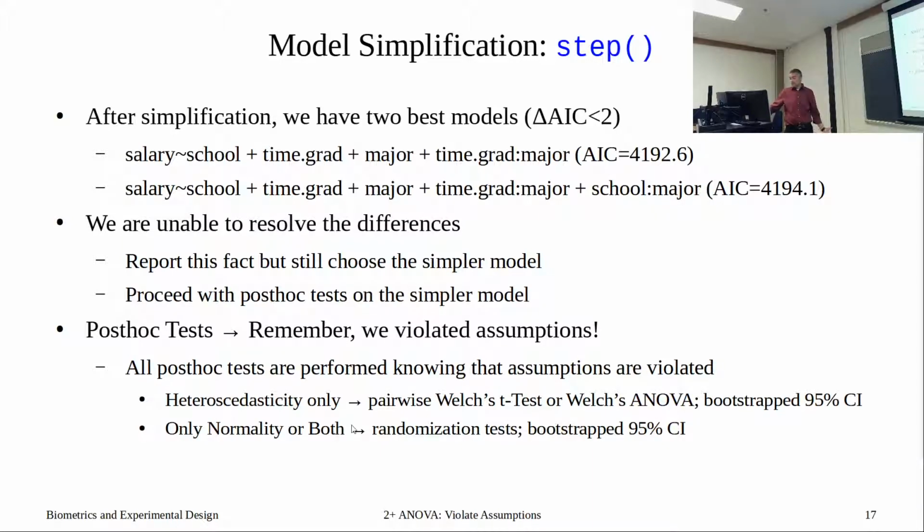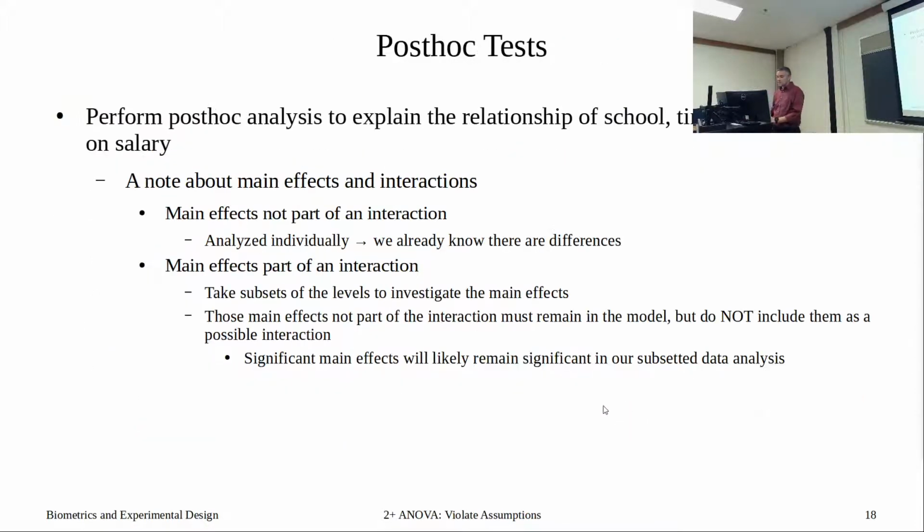If it's normality or both, then sometimes it's just randomization tests. Sometimes it's just going to be bootstrap confidence intervals. You just look at them and see, do they overlap or not? Do they capture the mean of the other one? So this is what we're going to do. We're going to go through it on this one.